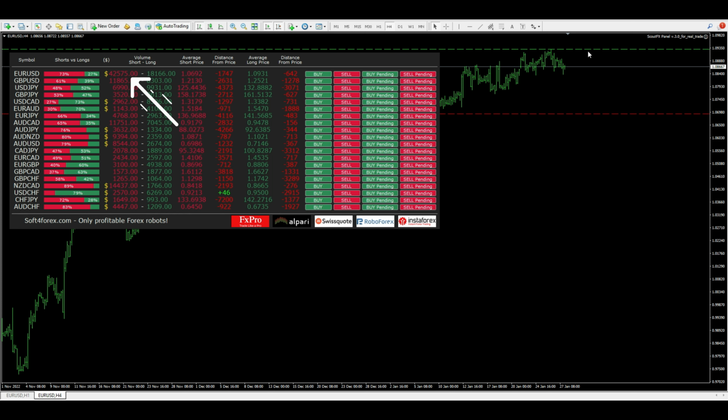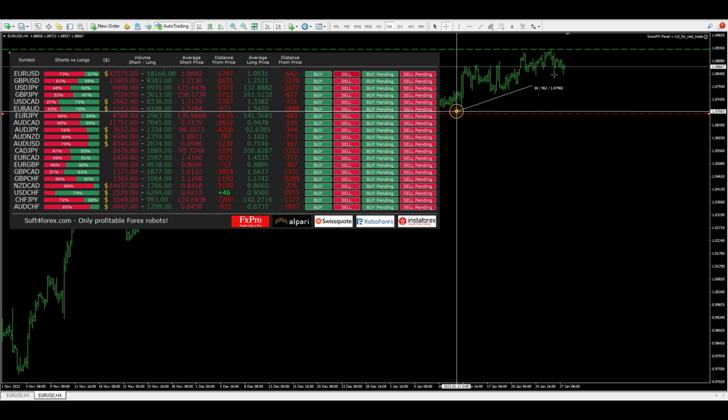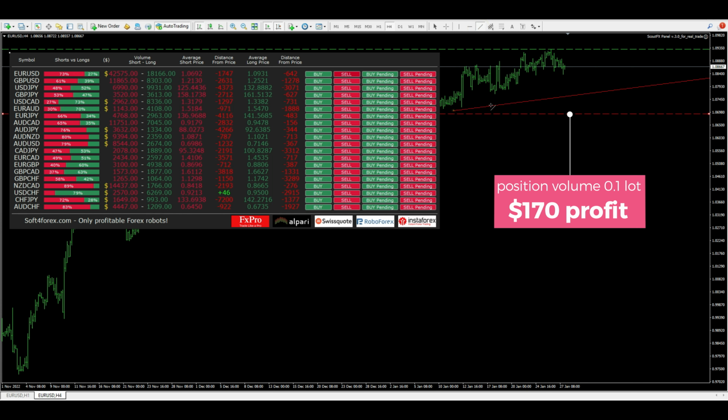To enter the market, press the sell button. A sell position will be opened at the current market price. Take profit is set at the level of the red dotted line or leave unchanged the take profit that ScoutFX will set based on the parameters specified in the settings. In this example, we expect to get about 170 pips of profit. With a position of 0.01 lots, this will equal $170 profit.